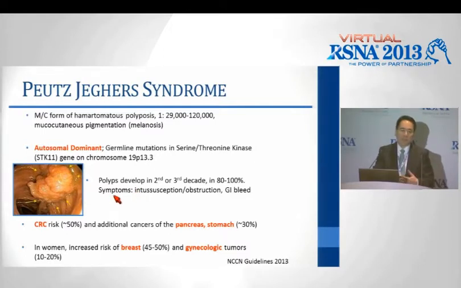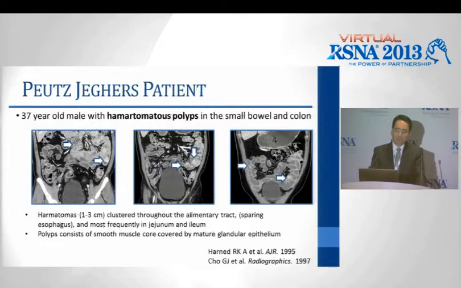And so these patients can present first with intussusception or symptoms of bowel obstruction, and it can also present first with GI bleeding. The colon cancer risk is about 50%, and they also develop additional cancers of the pancreas and the stomach. In women, there's quite a high risk of breast cancer and gynecologic tumors.